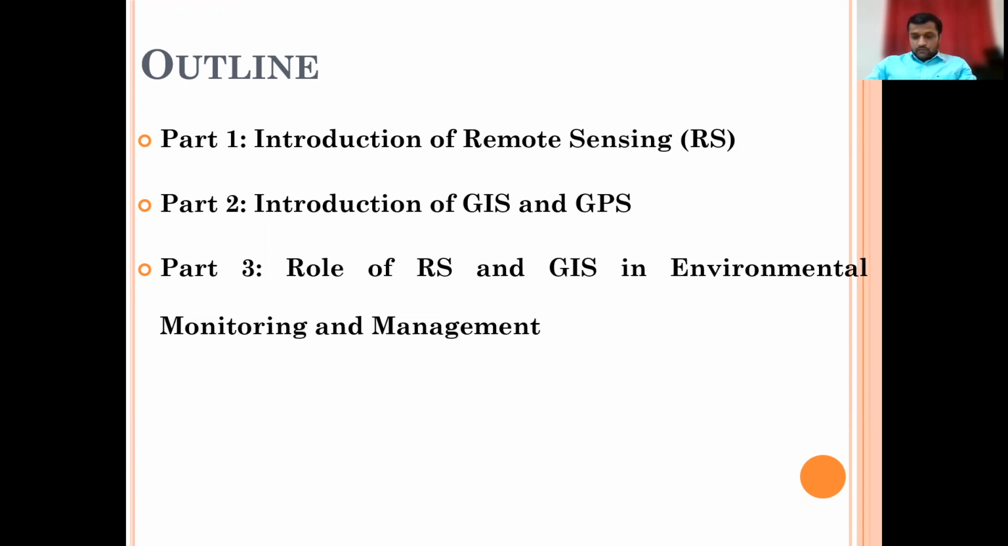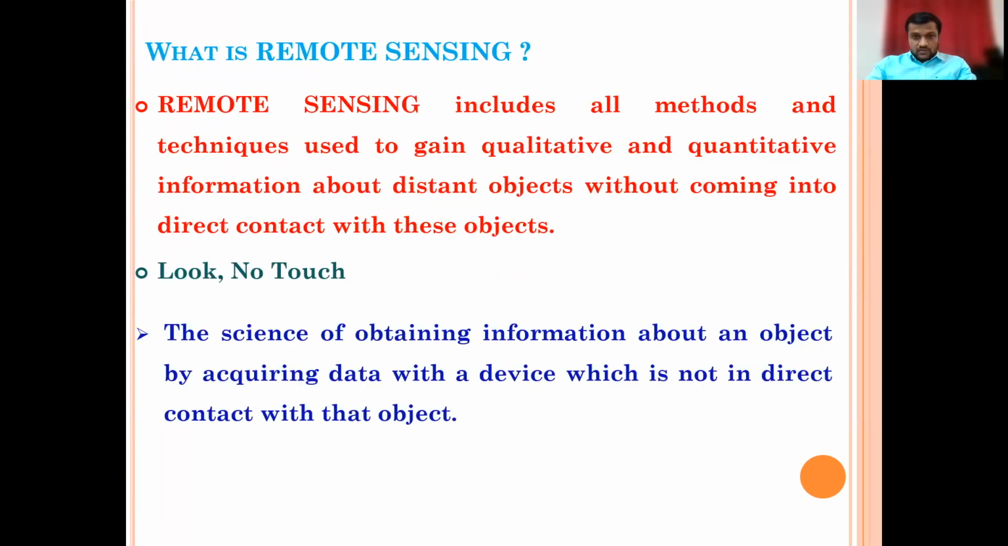So in the first part I am going to describe the remote sensing process. Remote sensing is a technique that is used to gain qualitative and quantitative information about any distant object without any physical contact. We gather information about different earth surface features and different types of phenomena without any physical contact. It's a kind of looking over the earth surface without touching the objects. It can also be considered the science of obtaining information about an object by acquiring data with a device which is not in direct contact with that object.